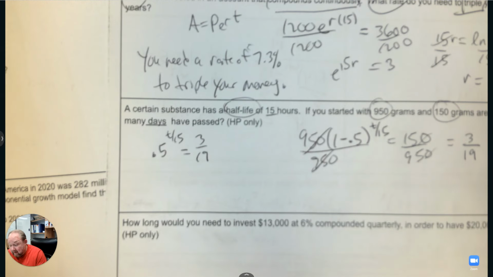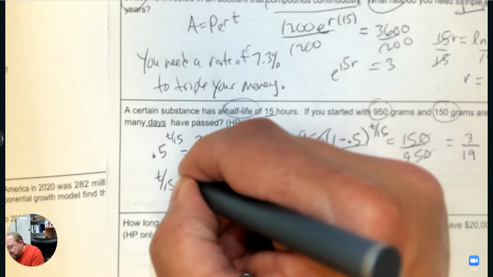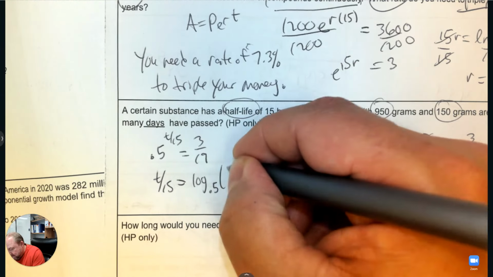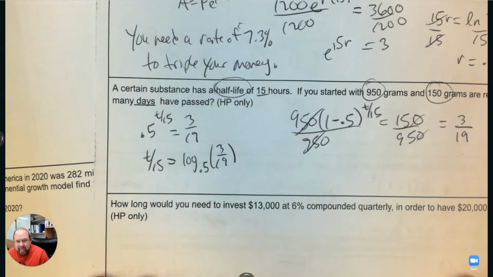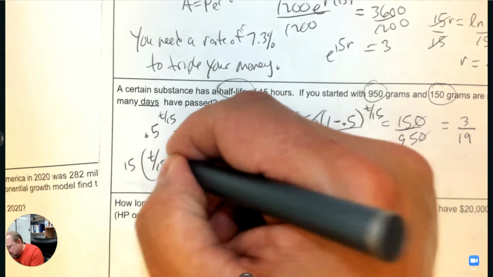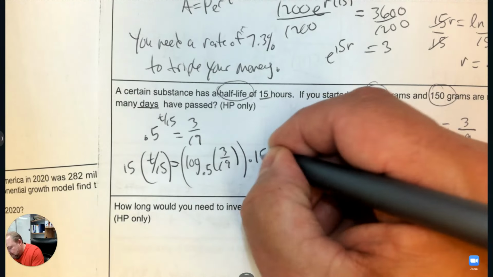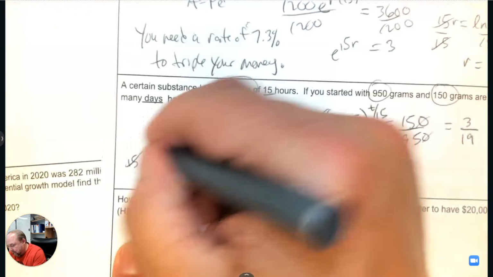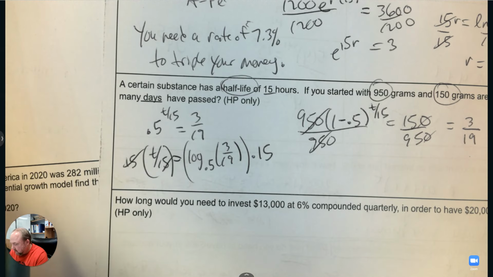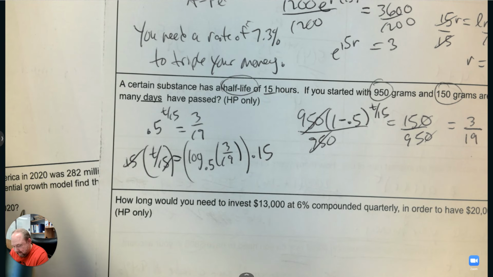And then I need to solve it as a logarithm. So the exponent t divided by 15, the logarithm has a base of 0.5, and then what goes inside is 3 over 19. And then we're going to put that in our calculator and then multiply it times 15. So put that in the calculator, then times 15 will give you the answer. So let me do that. So log 3 divided by 19, divided by log 0.5, and then we're going to take that answer times 15.